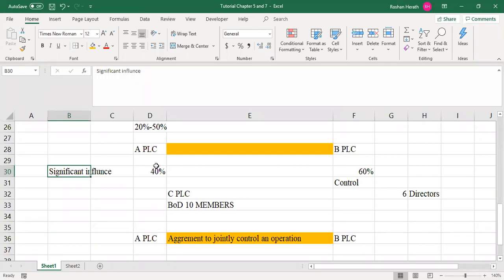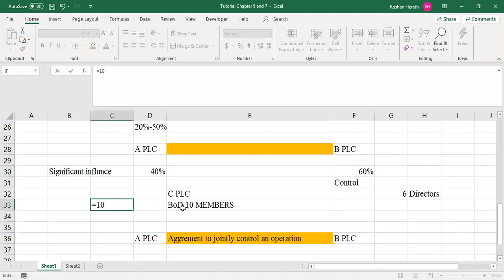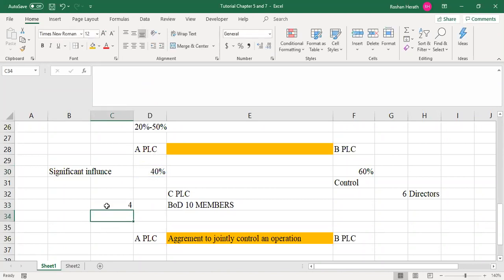How can he do that? The A PLC can do that because in a situation where there are 10 board members, depending on the shareholding they can appoint 40%. That is, in the sense, four directors can be appointed.